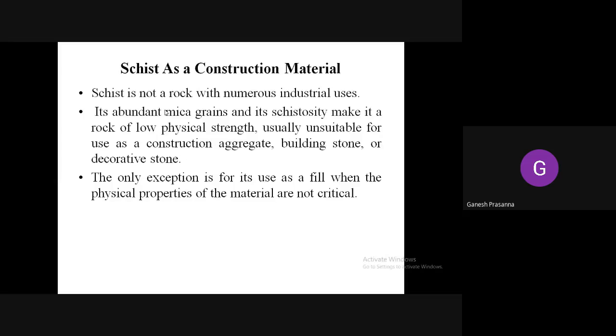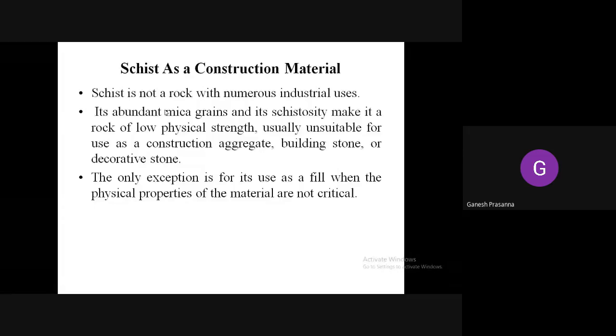Is schist used as a construction material? It has many industrial applications. Since it is abundant in mica minerals, it has low physical strength, and that's why it is not very suitable for construction aggregate, building stone, or decorative stone. But it is used as landfill. Sometimes it is used for fills.